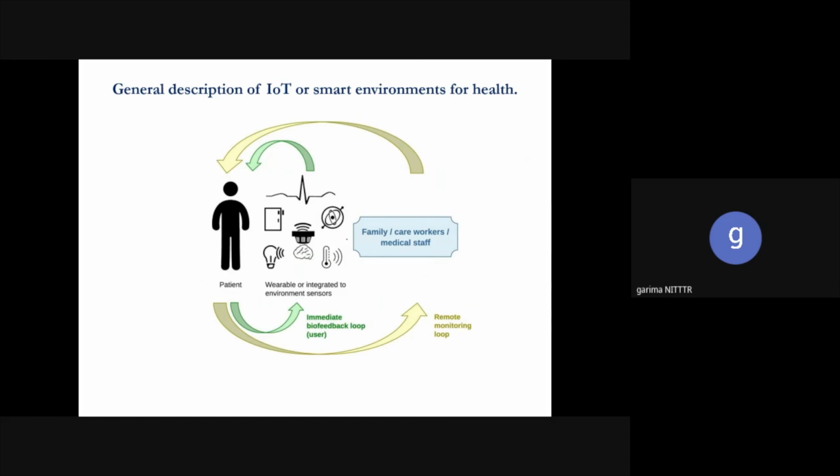And this is another application, a general description of IoT for smart environments for health. For example, we have a patient, with some wearable or integrated environment sensors. Family, care workers, or medical staff, anyone will have access to the information, whichever access you want to give, and then that information is an immediate biofeedback loop to the user, and a remote monitoring loop is also there. So you can see that the use of IoT for different applications will ultimately help in having a smart environment, and this is basically for the health sector only.